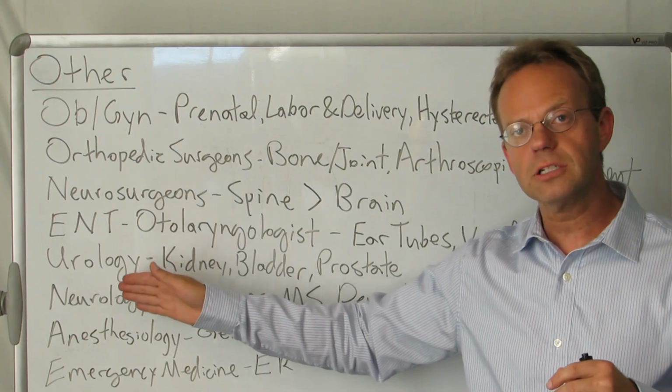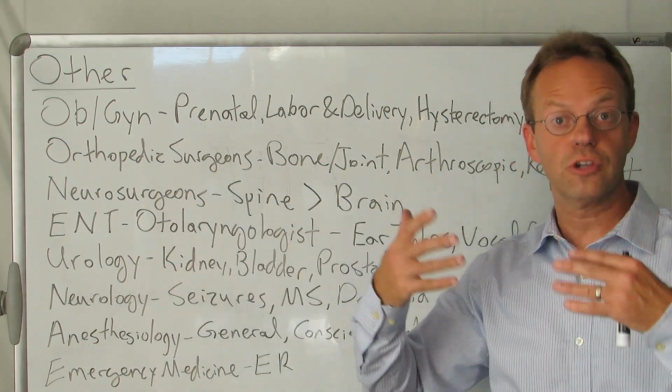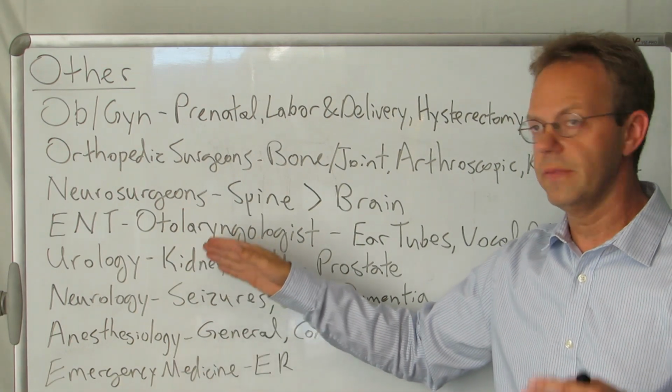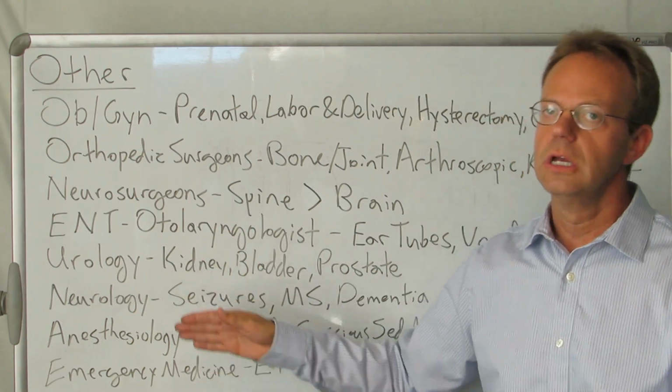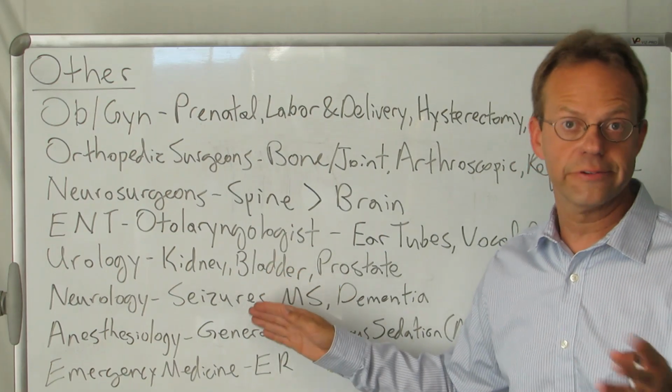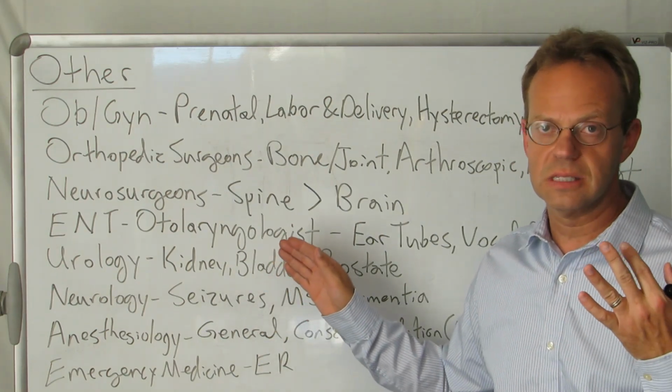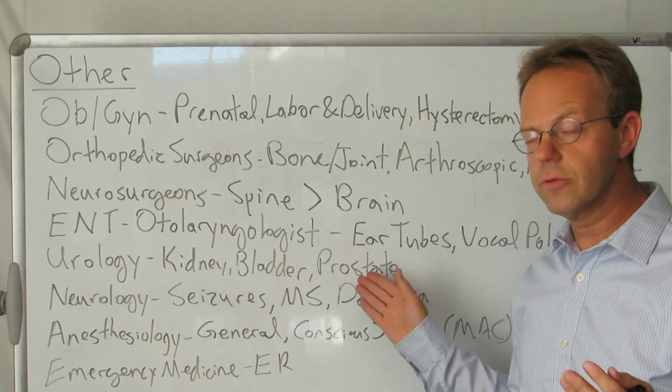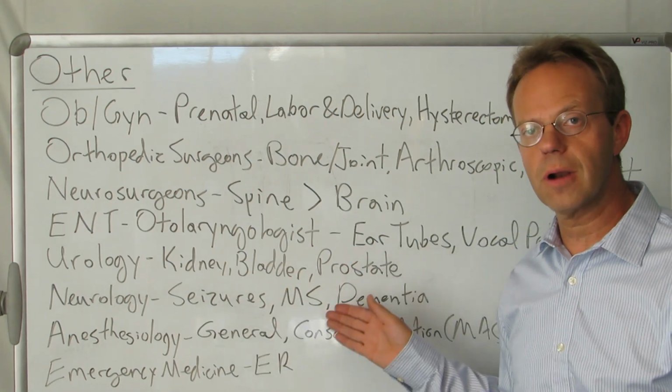Next up, we have urology, and urologists are actually surgeons as well. So they operate on the kidneys. If you have kidney cancer, it's actually a urologist that's going to take that out. They also operate on the bladder. So if you have bladder cancer, then it's the urologist that's going to operate on that. And there are other big areas, the prostate, for prostate cancer.